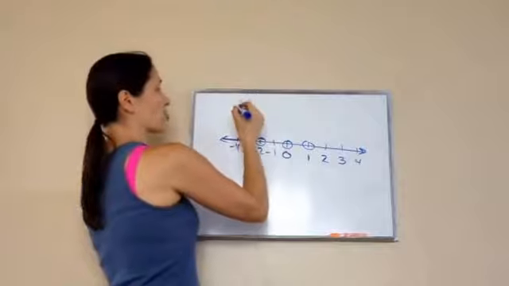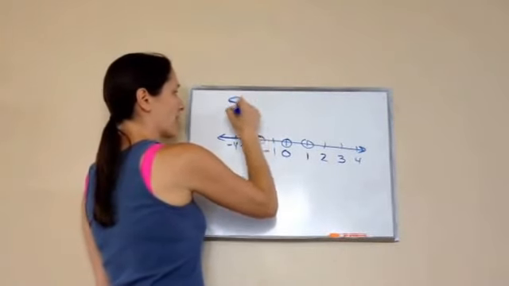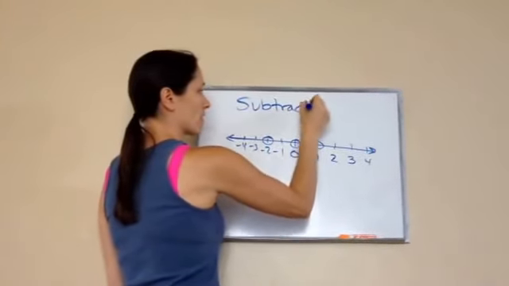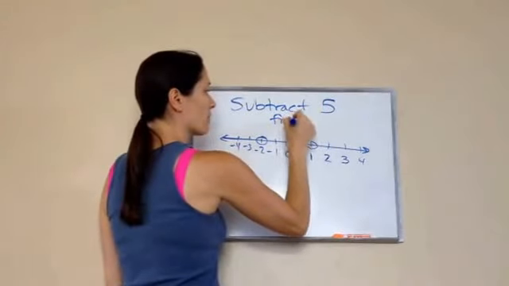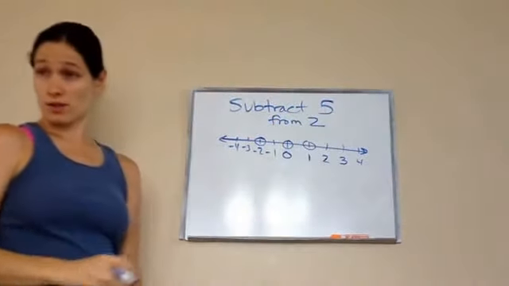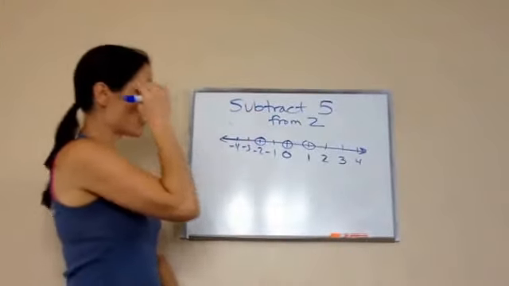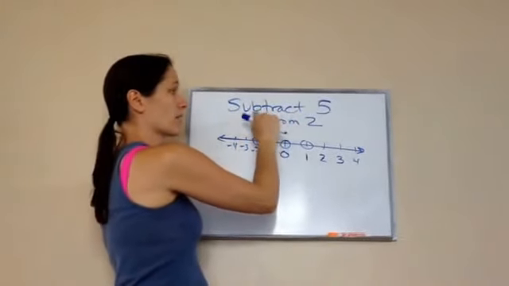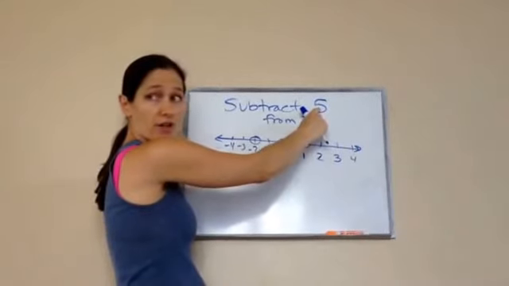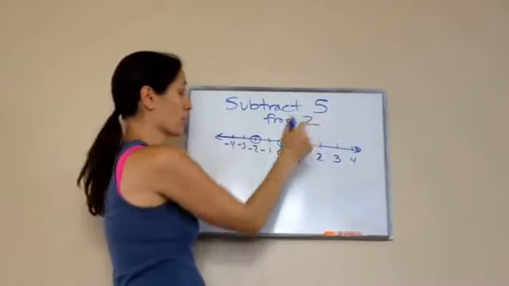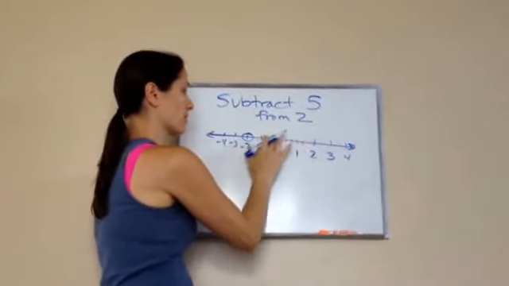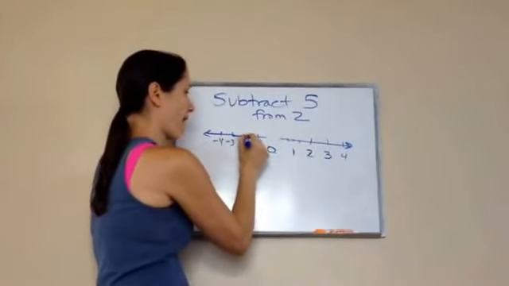They want me to subtract 5 from 2. Subtract means take away. So, stay with me. Subtract, take away 5 from 2. So, watch what I'm going to do. I'm going to take off my circles right here.